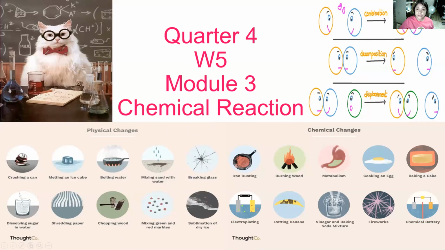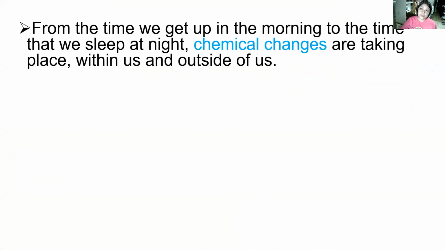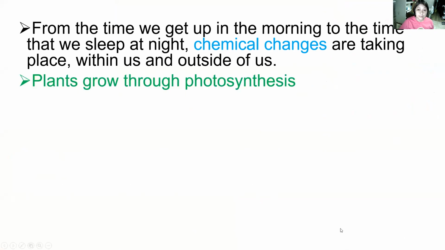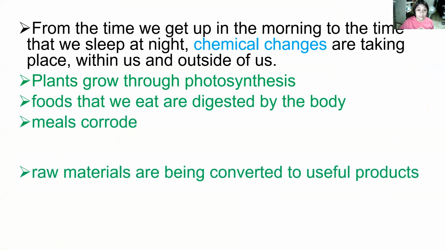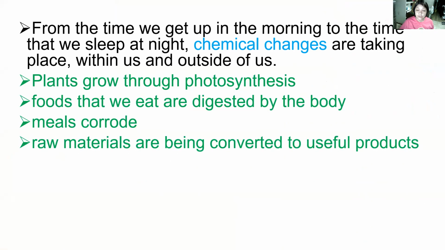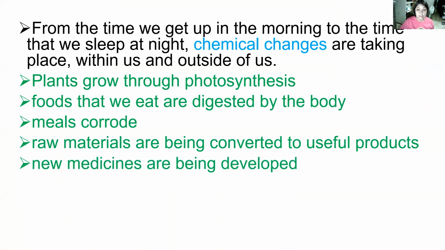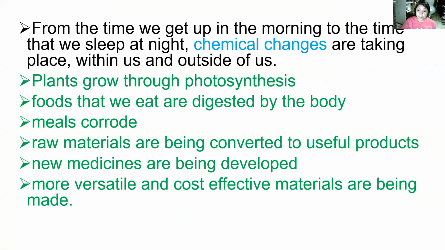Okay, so we're going to proceed with quarter 4, week 5, module 3, chemical reaction. From the time we get up in the morning to the time that we sleep at night, chemical changes are taking place within us and outside of us. Plants grow through photosynthesis. Foods that we eat are digested by the body. Metals corrode. Raw materials are being converted to useful products. New medicines are being developed.